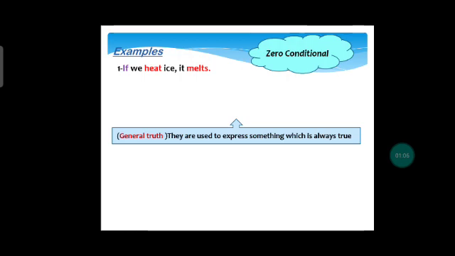If we heat ice, it melts. It's a fact. It's a general truth. So we use present simple after if, and in the main clause we also use present simple. Number 2. If a good student studies hard, he gets high marks. It's true that if a good student studies hard, he gets high marks. So we use if zero conditional here. So what comes after if is present simple, and the main clause is also present simple.